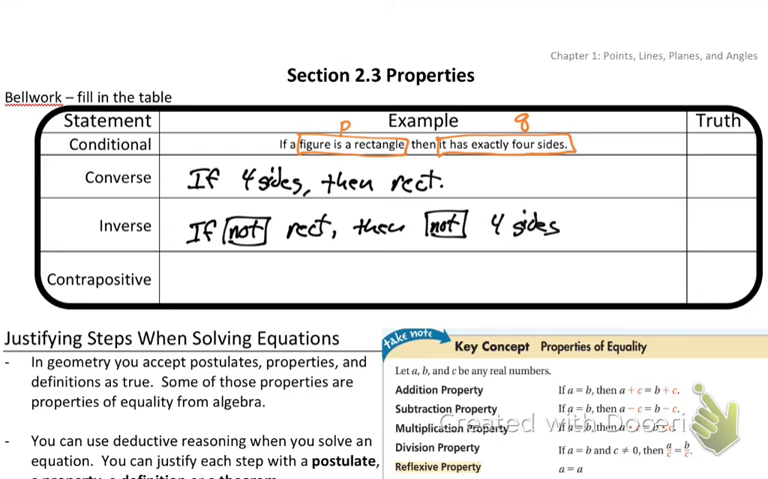That was the one that we had up here. So we look for not rectangle and not 4 sides. You would have picked B if you wanted it correct. B was correct. Now, a lot of us picked C. C was actually the contrapositive.